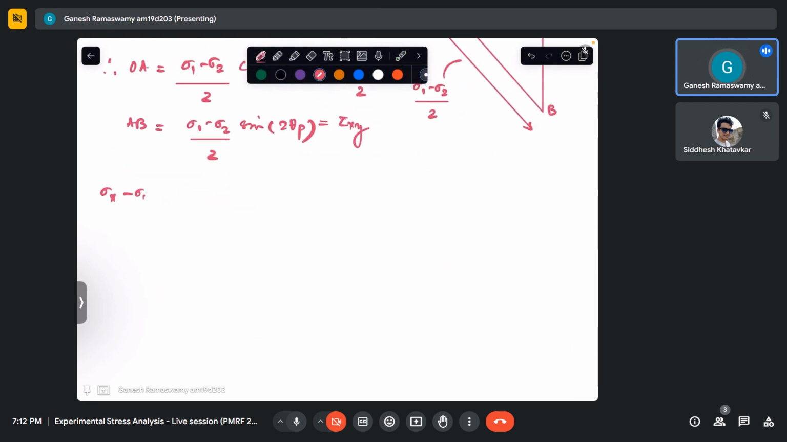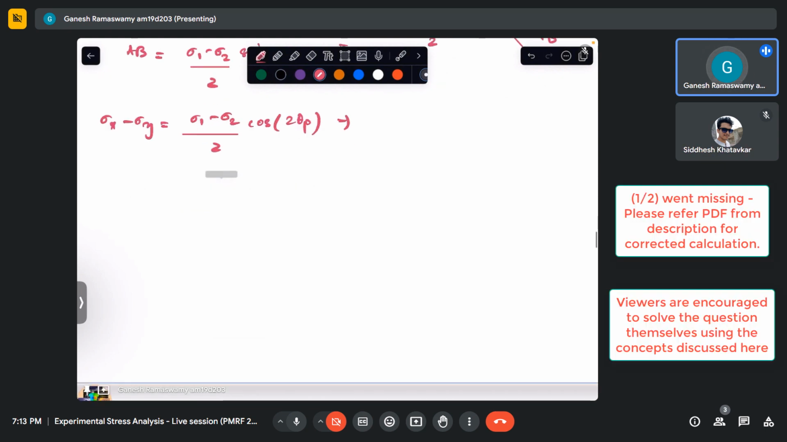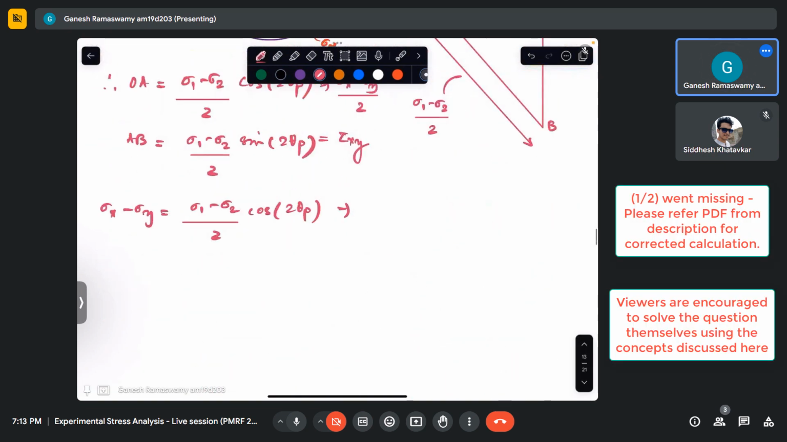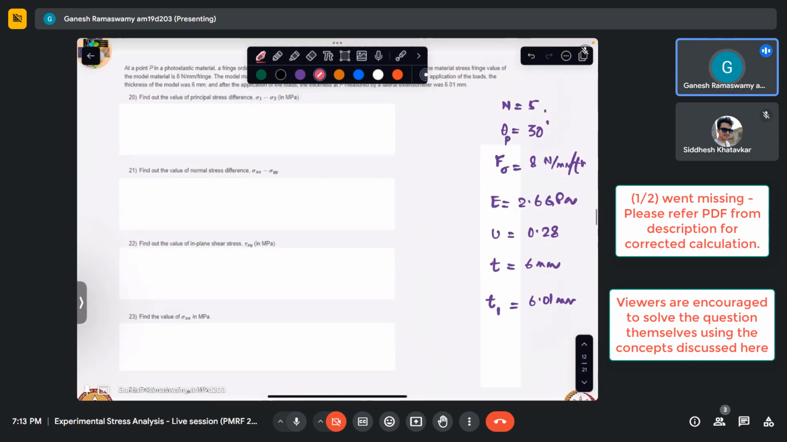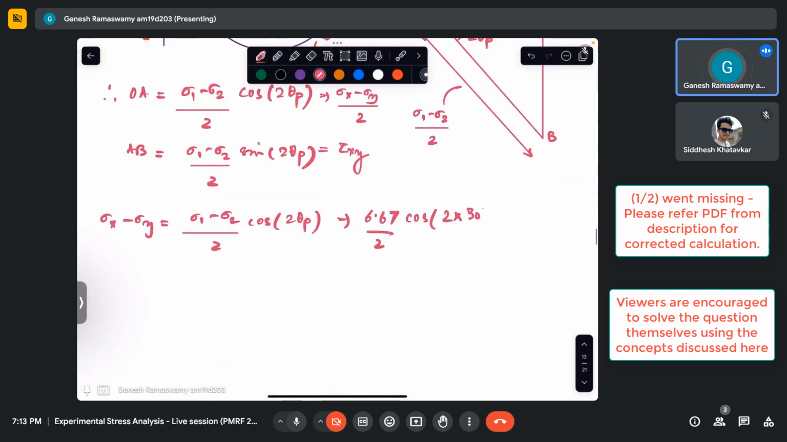So sigma x minus sigma y is nothing but sigma 1 minus sigma 2 by 2 cos 2 theta p. Now we have already got sigma 1 minus sigma 2 as 6.67, divided by 2, times cos of 2 into theta p, which was given to be 30 degrees. So this is 30, which is cos 60. So 6.67 by 2 into cos 60. We have got this as 1.67 MPa.